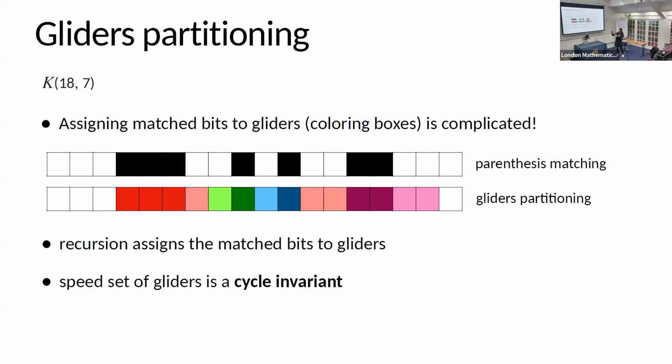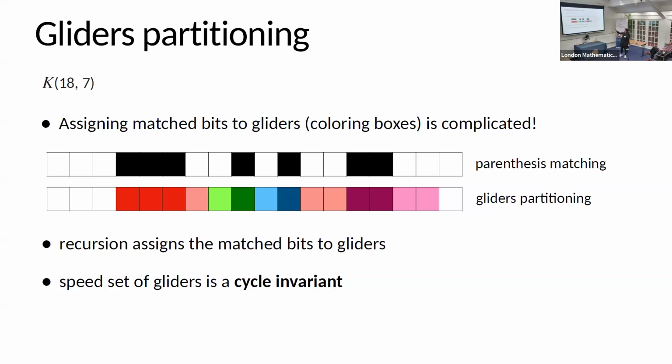Why can't we just be happy with the static picture of matched zeros and ones? Because once we have this quantity called glider, we can find some nice invariants for a cycle. For example, in the colored picture above, look at the speed set of the gliders in that picture. The red has speed 3, the green and blue have speed 1 each, and the pink one has speed 2. So in this case, the set of speeds is 3, 2, 1, 1.